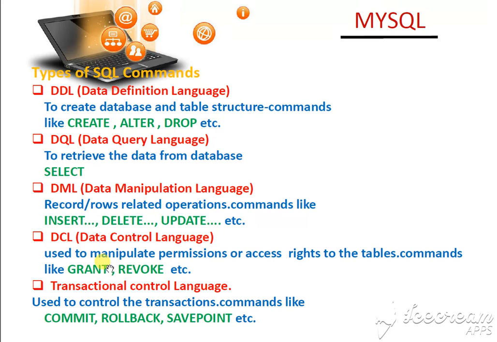DCL means data control language, how to control, with the grant command and revoke command, which help you do the control. And transaction control language means the transactions that you are doing, you can also control those transactions. Like you have a command called commit.